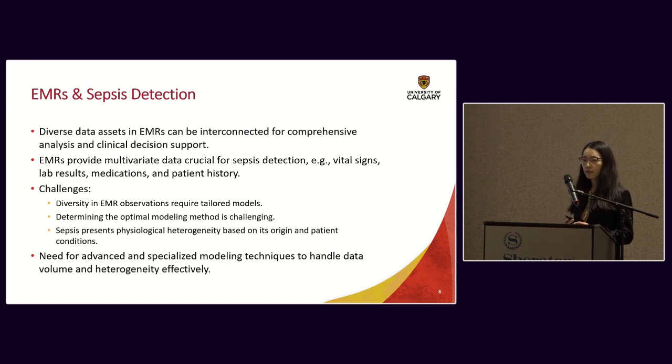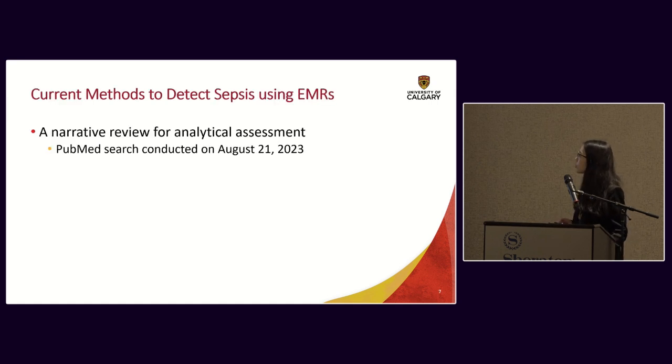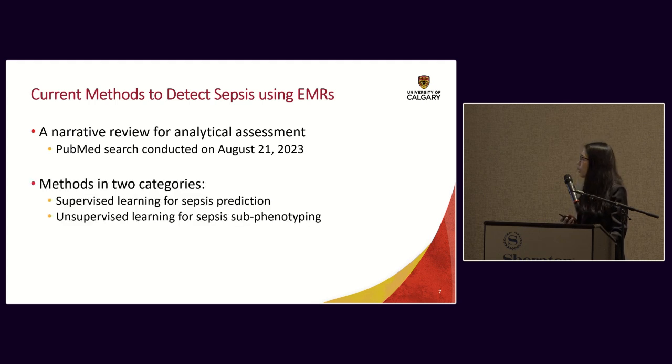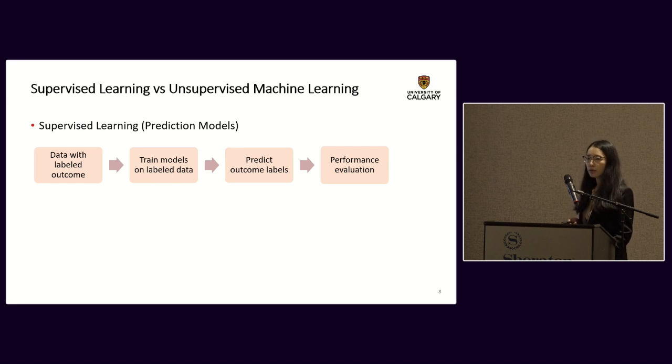So how have EMRs been used in the current literature for sepsis detection? We conducted a narrative review for analytical assessment through a PubMed search on August 21st, 2023. We found the methods can be divided into two categories: supervised learning for sepsis prediction and unsupervised learning for sepsis subphenotyping or subgroups. Before I dive into these publications, I want to give a brief introduction of these two algorithms, supervised learning and unsupervised learning.